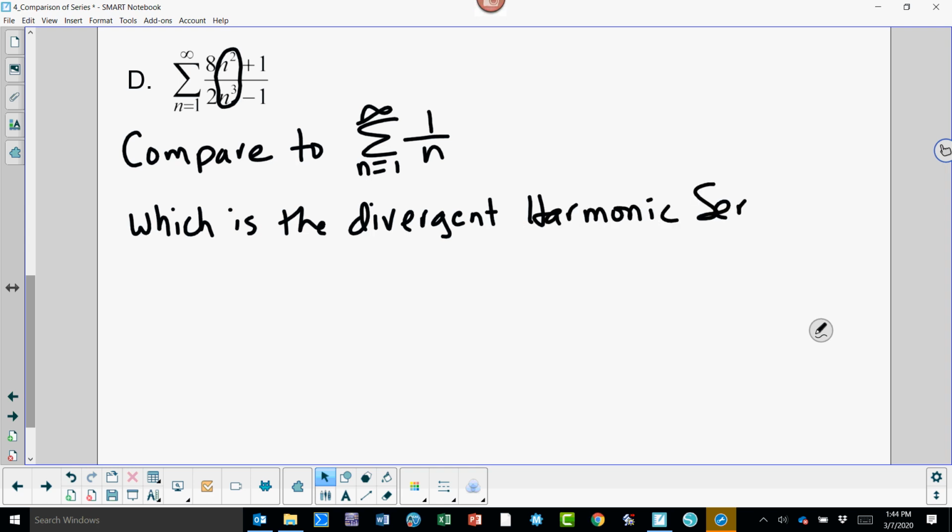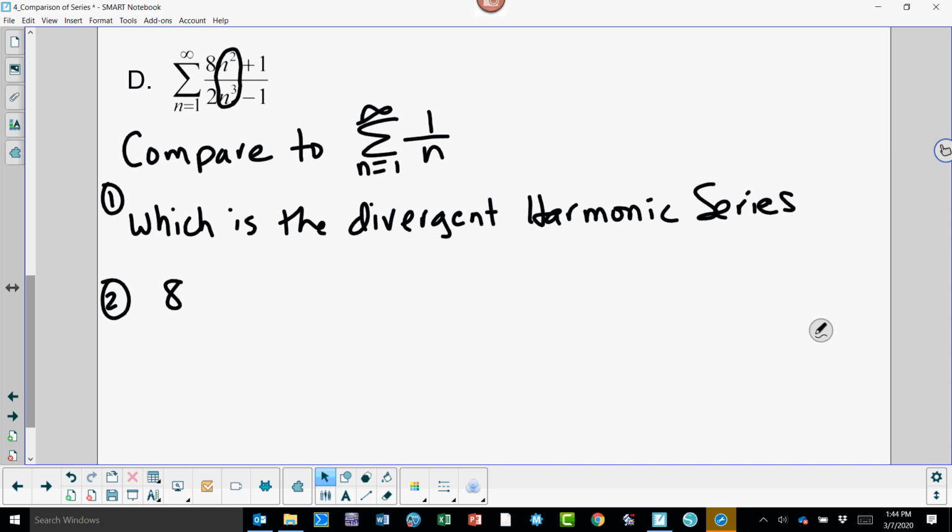So I told you to learn it by name, because then I don't have to do anything except say it's the divergent harmonic series. Now, technically, you could also say it's a p-series where p is 1, which diverges. But since it's literally the harmonic series, that's all I have to say. Okay, so that's a fact. We don't have to do it again. We just say it's the divergent harmonic series. So there's my comparison series. So the series I'm comparing to diverges.